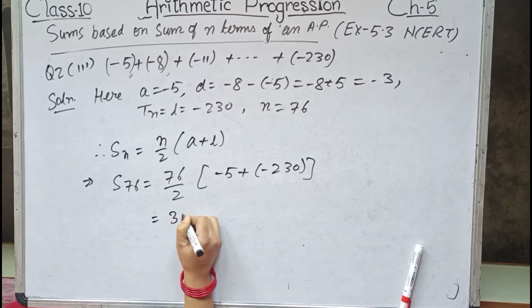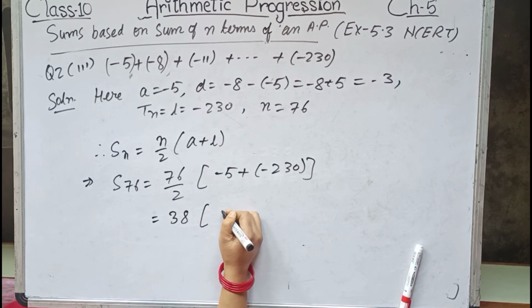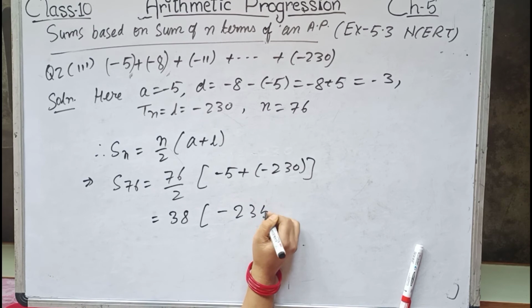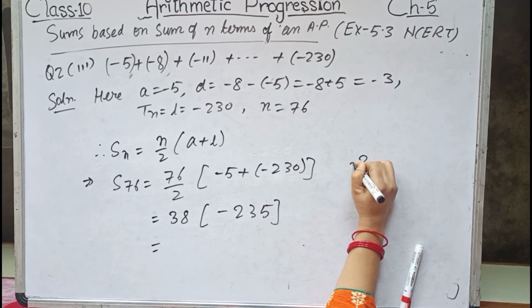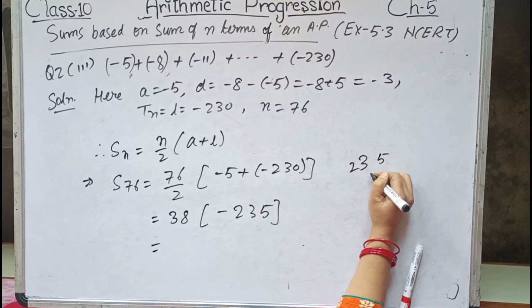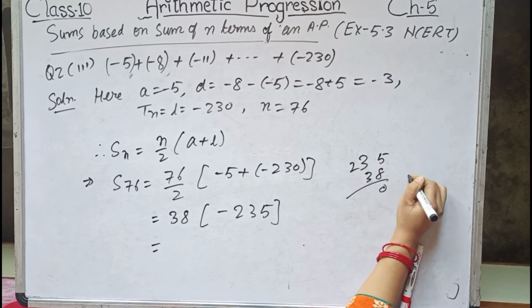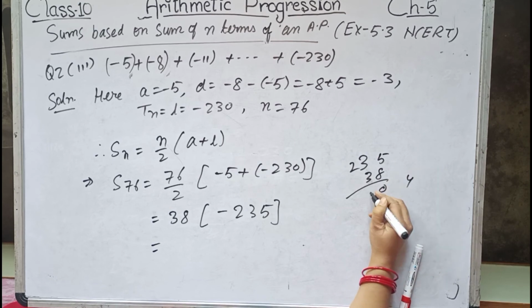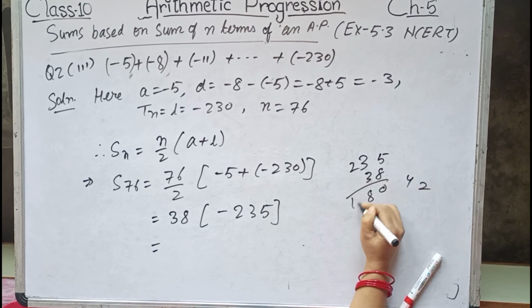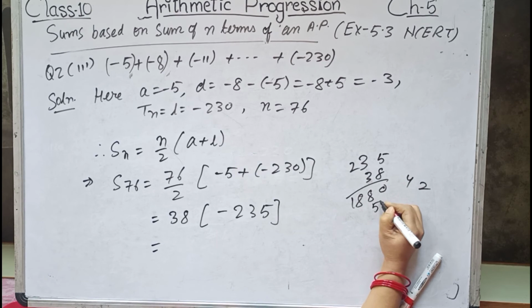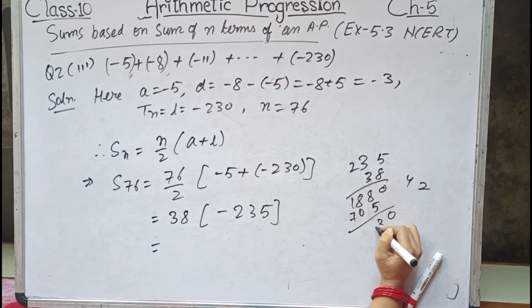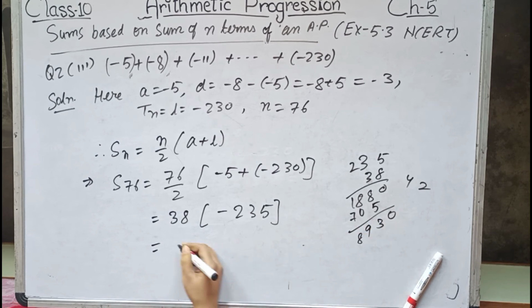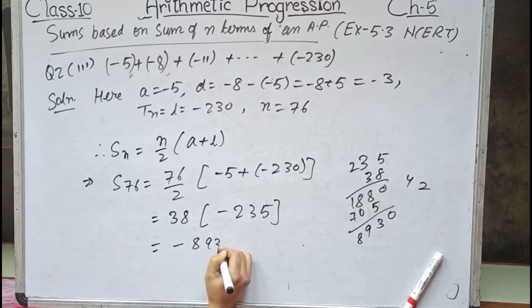So 2 3s and 2 8s and over here minus of 235. So this will be equal to 235 into 38. So minus of 8930. Once let me see the answer.